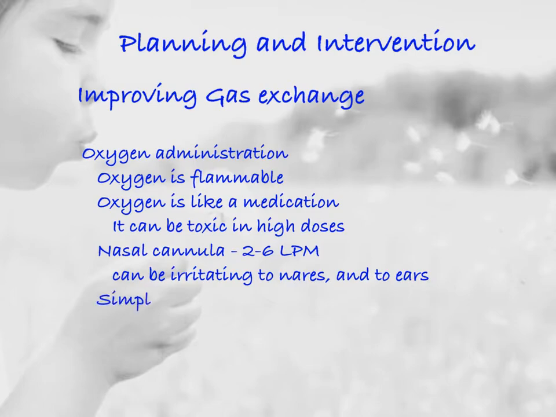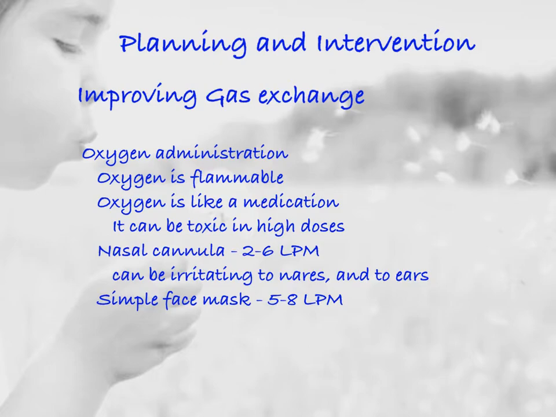Okay, and then we have simple face mask. And this can deliver concentrations at about 5 to 8 liters per minute. Now, different books will say different numbers, but they'll all hover around this basic general range of 5 to 8. It'll say 4 to 8, but at 4 you might as well be doing a nasal cannula. And I have read it takes about 5 liters per minute to really get good flow through that mask. So that's your simple face mask.